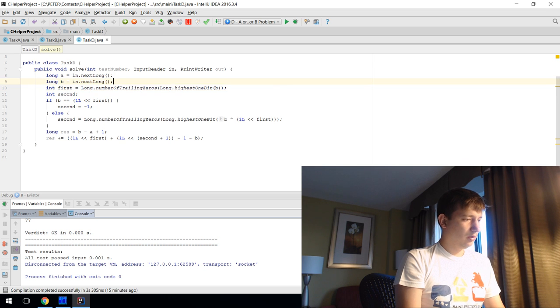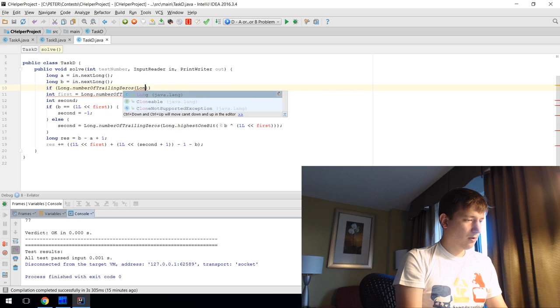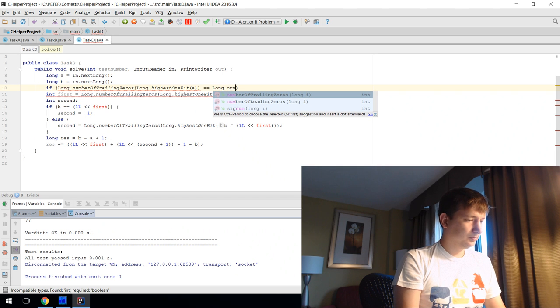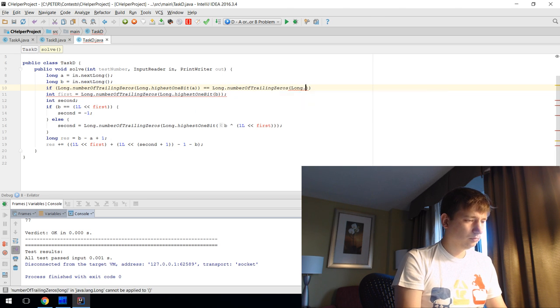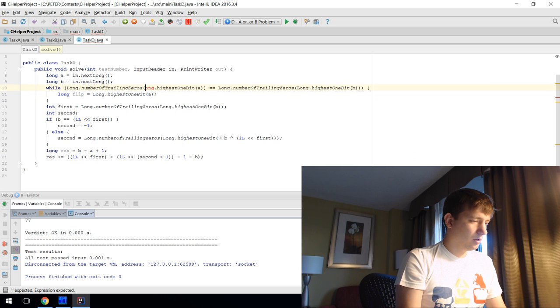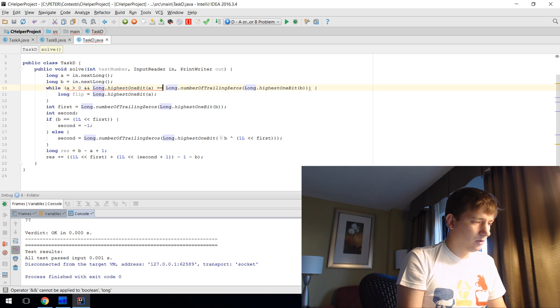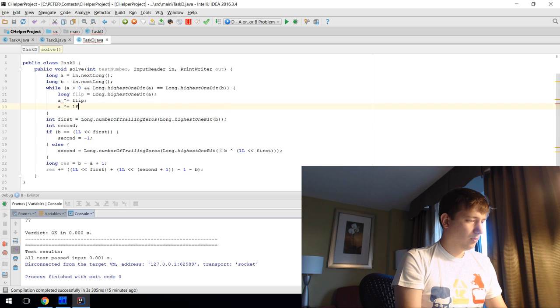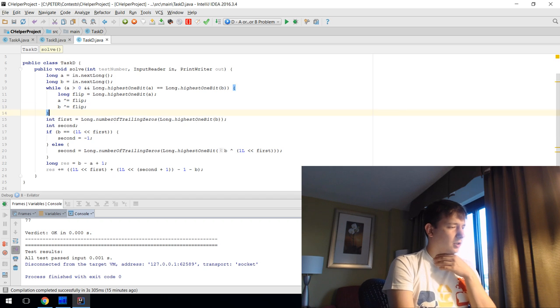So I guess while they have the same highest bit we can remove it. If a wasn't 0 and highest 1 bit of a equals highest 1 bit of b, then we just remove this bit because it doesn't affect the answer in any way. So now we got to a case where a has fewer bits than b.